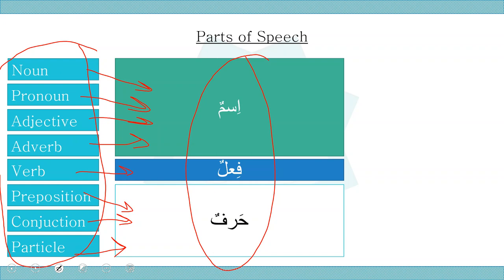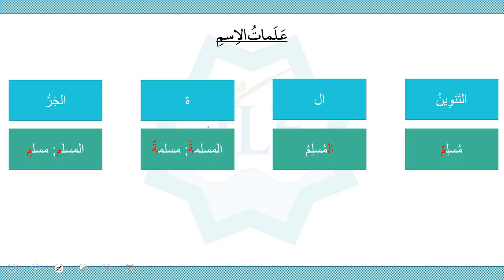What we're going to do is break down each of these different types of speech, starting with the ism. How do we recognize an ism? And what are the rules regarding ism? And how do we put isms together to form sentences? So there are signs that indicate that a word is an ism. And this will help us, inshallah, identify what the ism is, so that we can recognize the rules surrounding it.